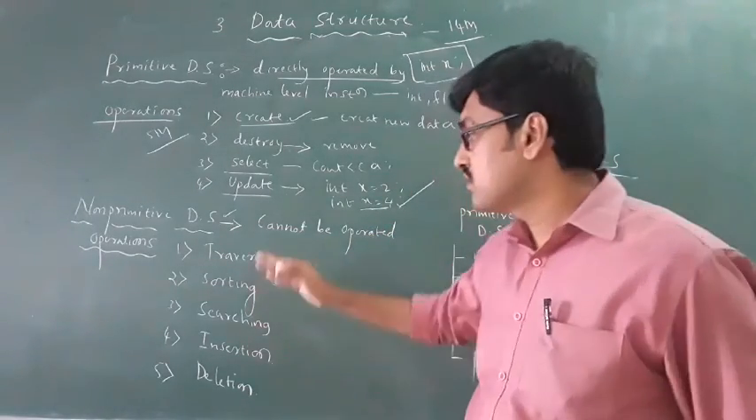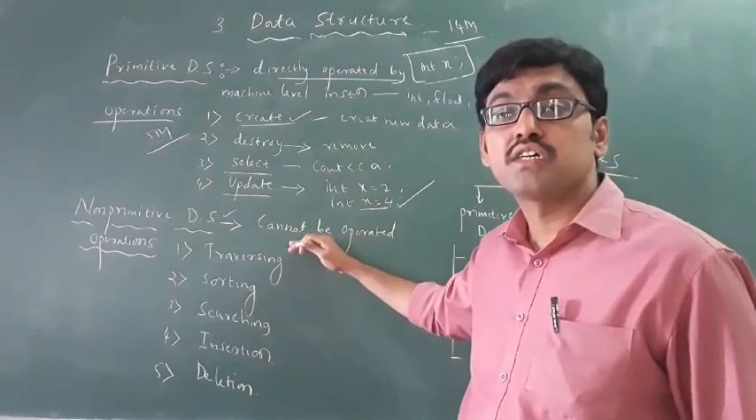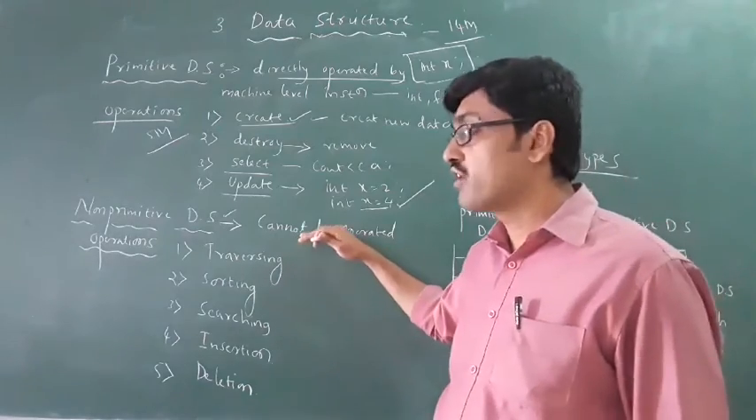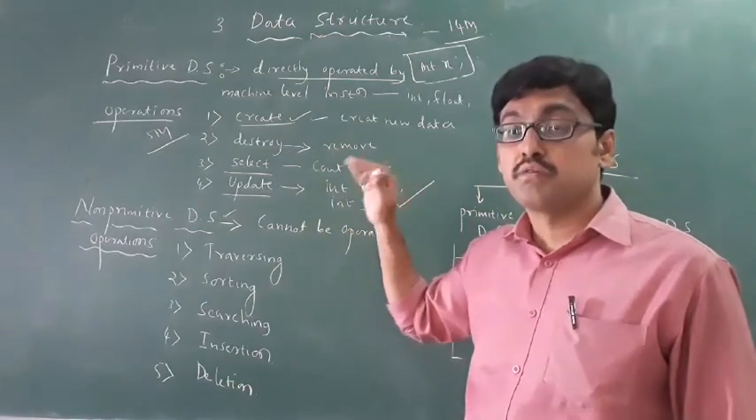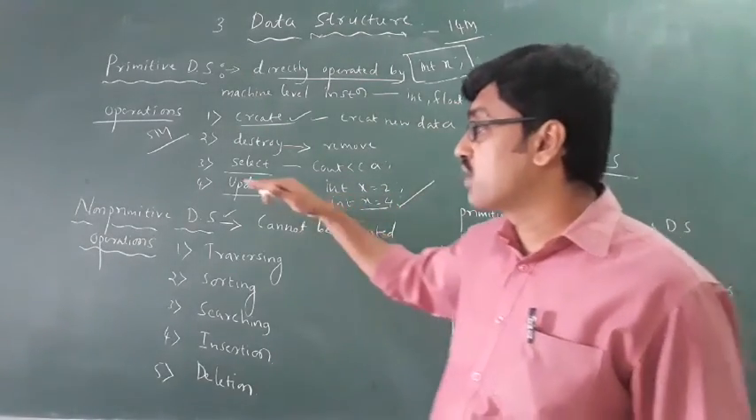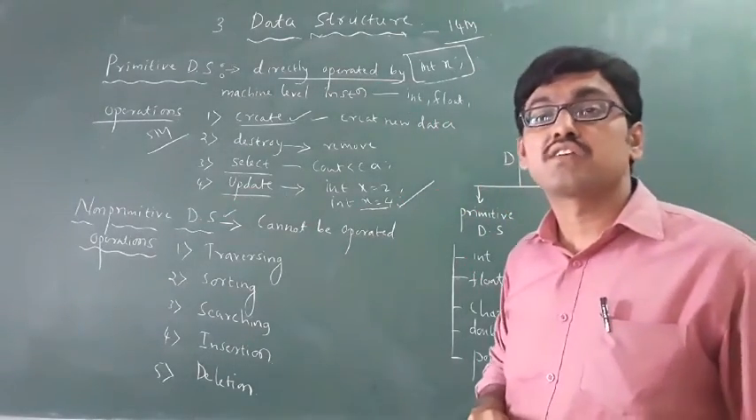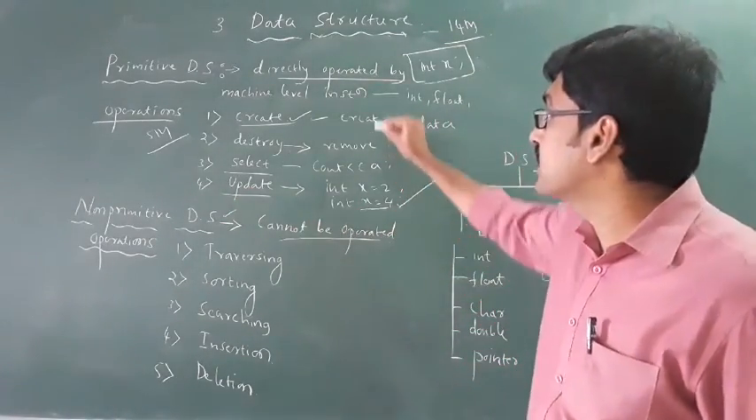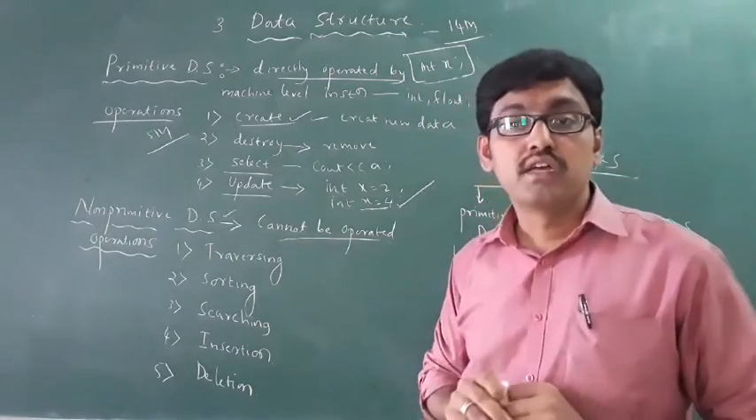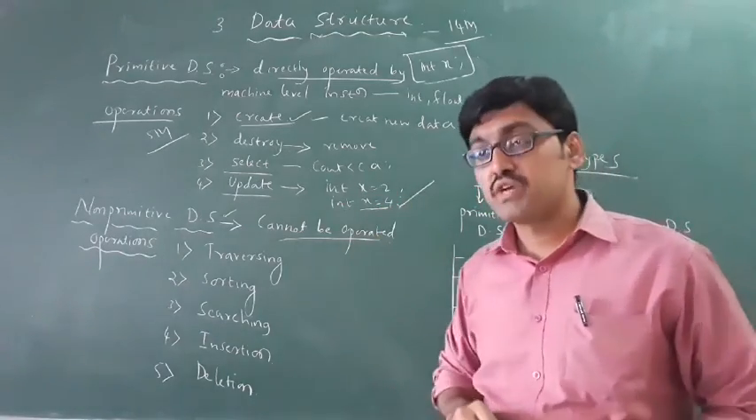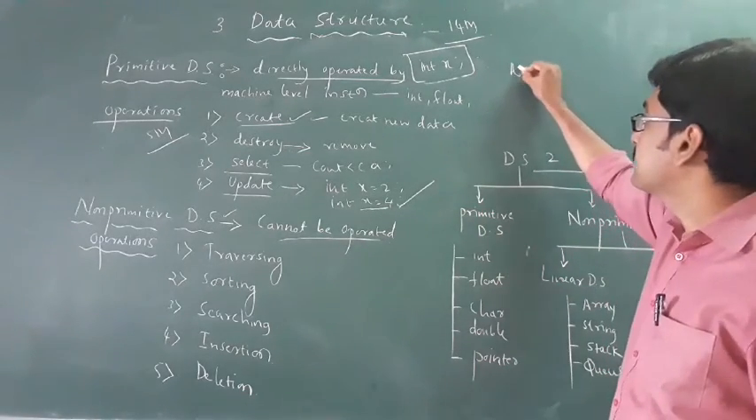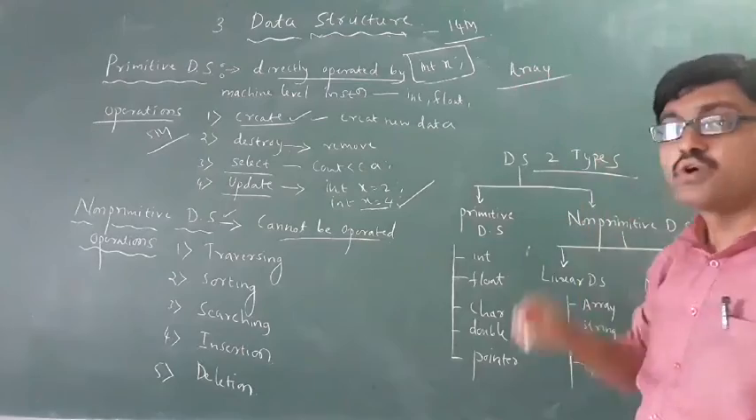These data structures cannot be understood by the computer, by the compiler. Remember this. What is non-primitive data structure? These data structures cannot be operated by machine level instruction. For example, the best example for non-primitive data structure is array.